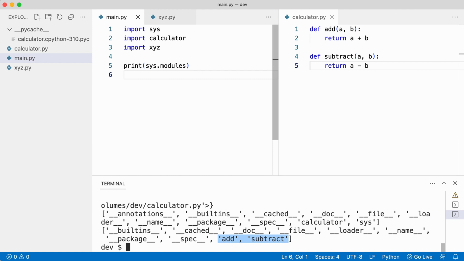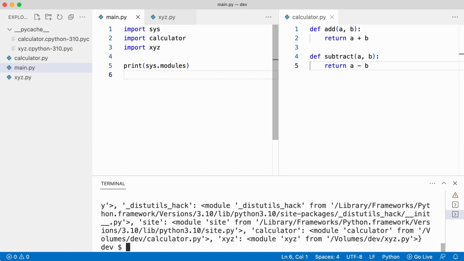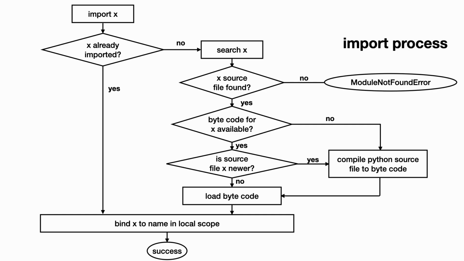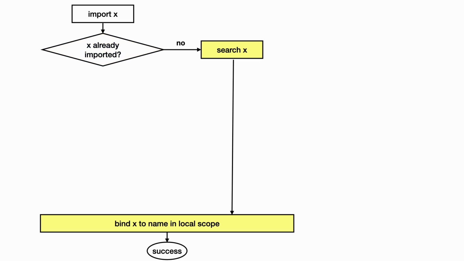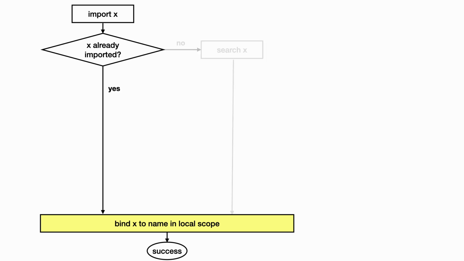Okay, what happens when I run the code? Look at the list of modules. Calculator only appears once. So, where does this bring me in this diagram? Python checks if the module is already imported. If not, Python searches and loads the module and binds it to a name in the local scope. The second time the module is imported, Python finds it in the list of modules and binds the existing import to a name in the local scope.